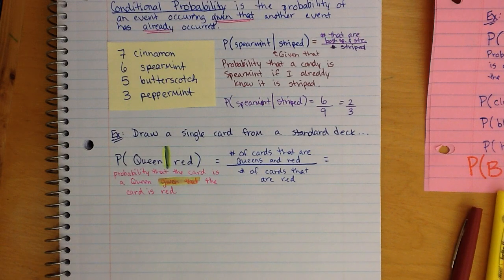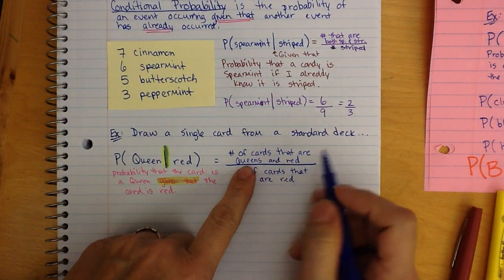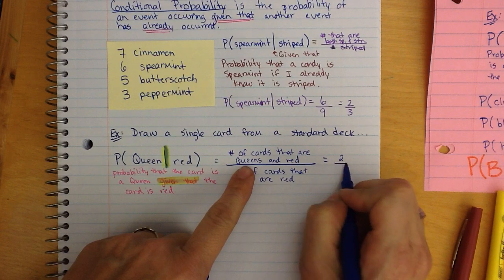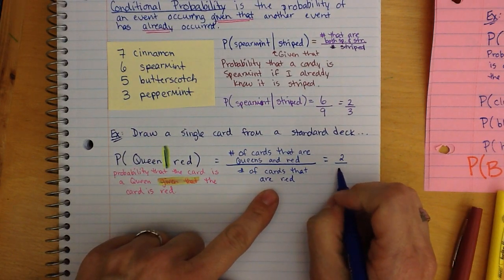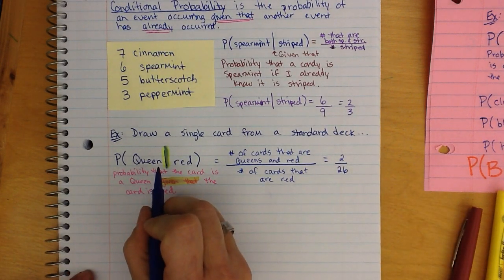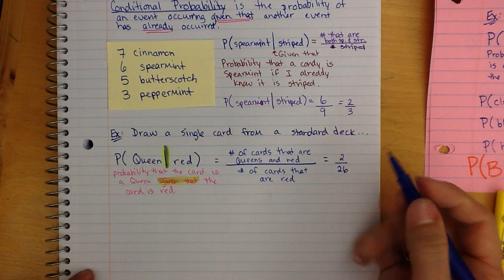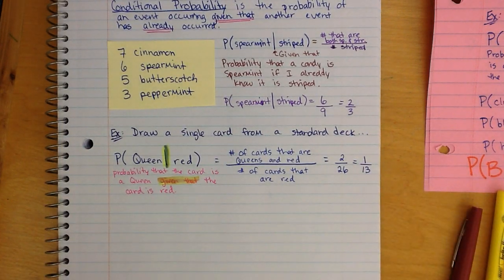So in a deck of cards, we know we have 4 queens. We have the queen of spades, hearts, clubs, and diamonds. Only 2 of those are red. So the number of cards that are queens and red would be 2, out of the number of cards that are red, that's half the deck, so 26 of them. So the probability that we drew a queen, given that we already know we have a red card, is 1 out of 13.